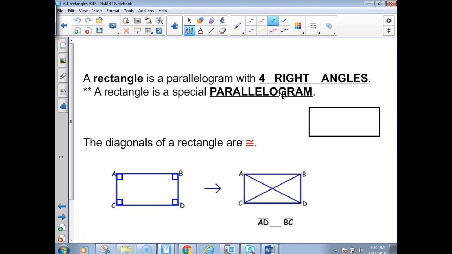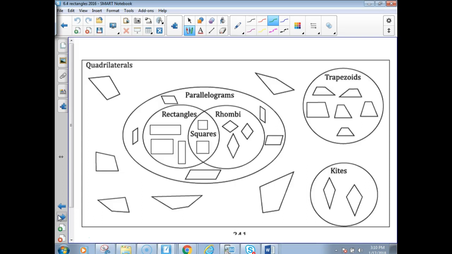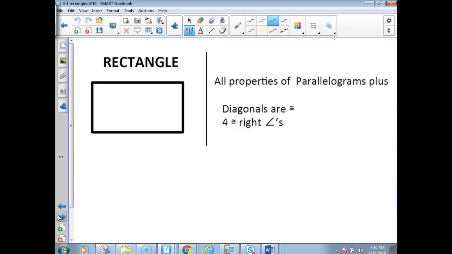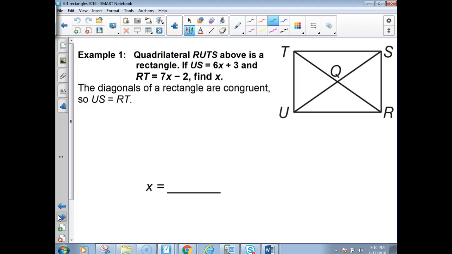You have a few blanks at the top of your paper. You don't have to do all this stuff. Let's go to the examples. And I know I have some extra things in here. So we already discussed that it has the same properties as the parallelogram.